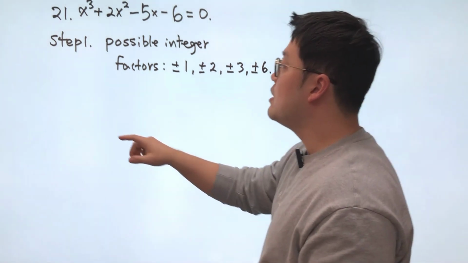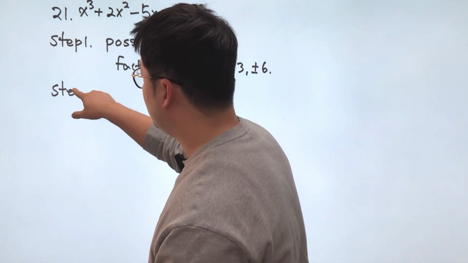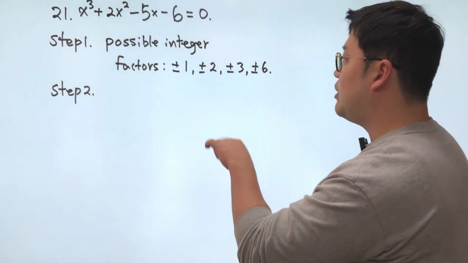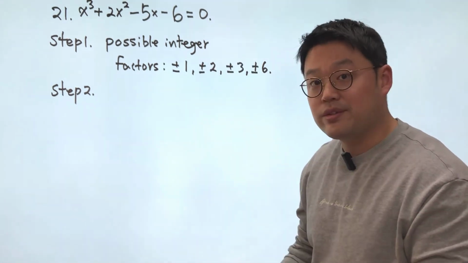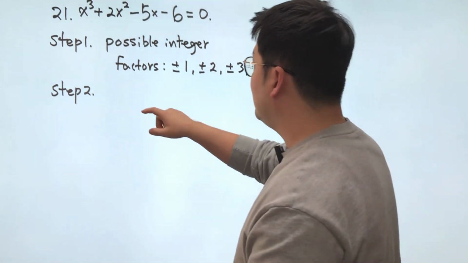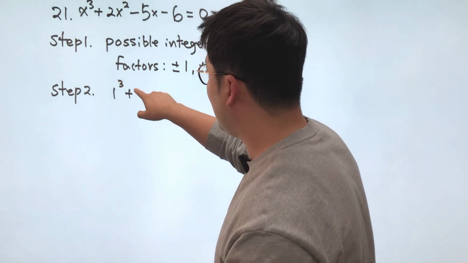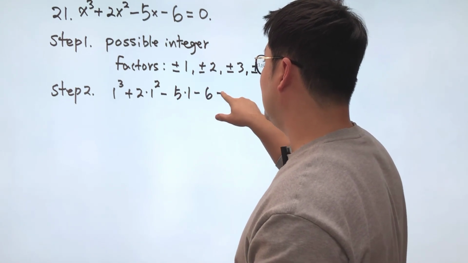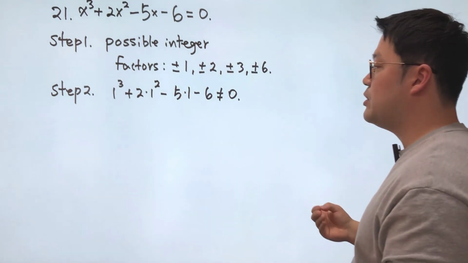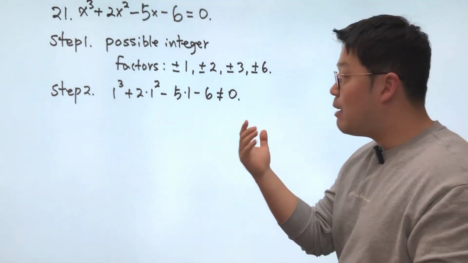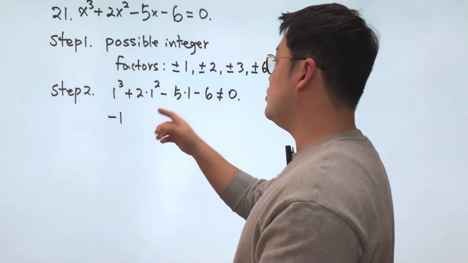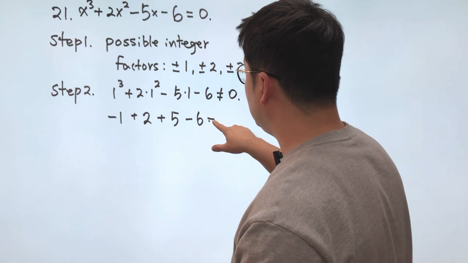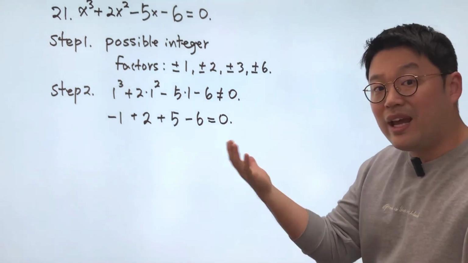Now, step number 2, we try plugging in these integer factors to see whether any of them works. If I set x equals 1, then 1 cubed plus 2 times 1 squared minus 5 times 1 minus 6 is not equal to 0. So that won't be true. But what about x equals -1? Probably it will work out. Using mental math, -1 plus 2 plus 5 minus 6 is indeed equal to 0. So it works.